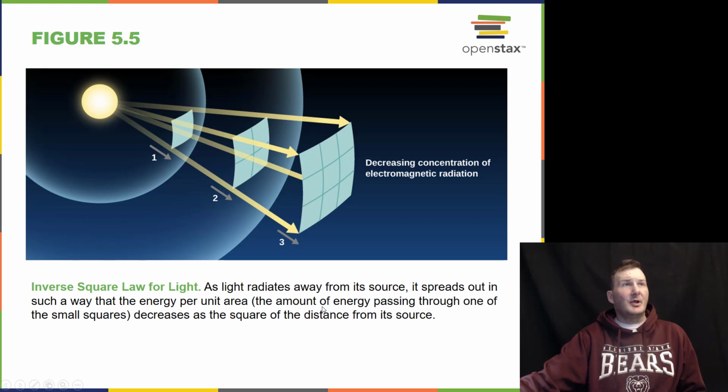Now we have this law called the inverse square law for light. It says that if you double the distance away from a luminous object, you will make that object appear 1/4 as bright. So it's the inverse square law, 1/4 as bright. If you triple it, then the inverse of 3 is 1/3. You square that, 1/9. It's 9 times fainter if it's 3 times farther away.